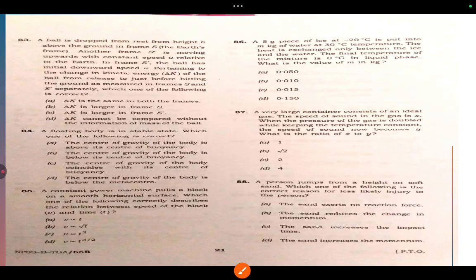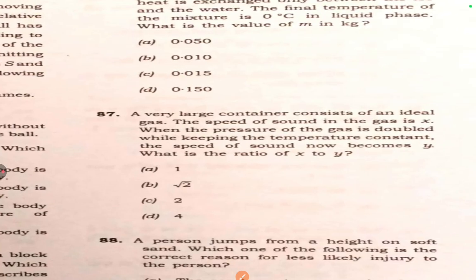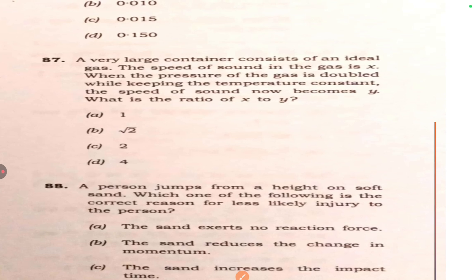Sorry, question number 87. A very large container consists of an ideal gas. The speed of sound in the gas is x, and when the pressure of the gas is doubled while keeping the temperature constant, the speed of sound now becomes y. What is the relation between x and y, their ratio?